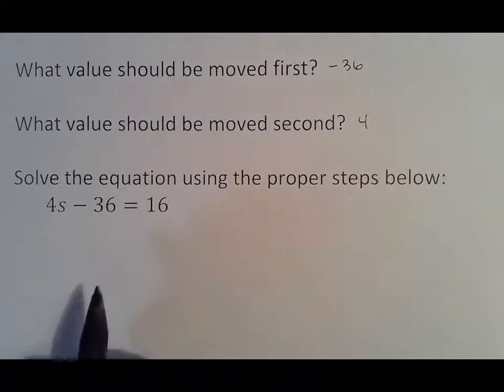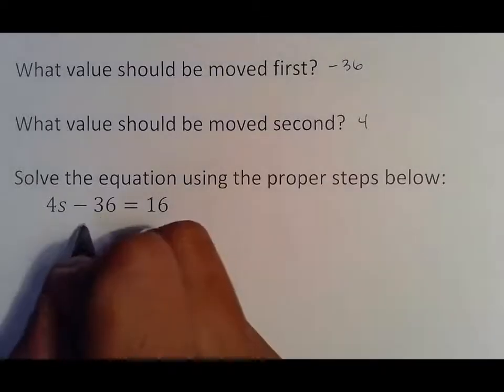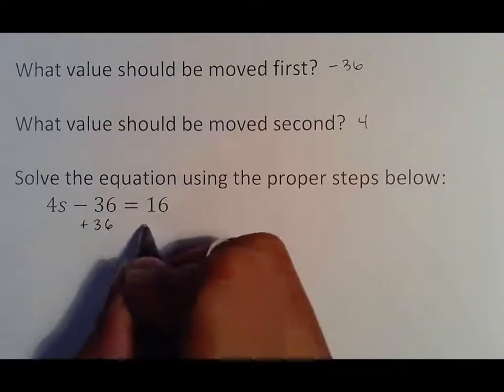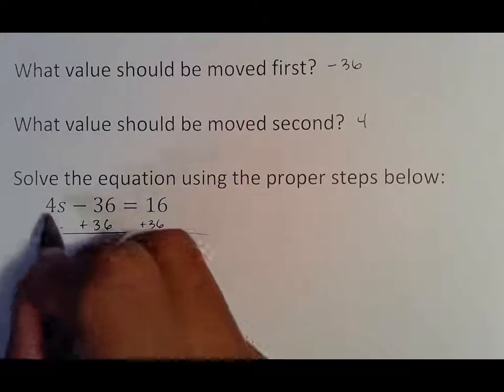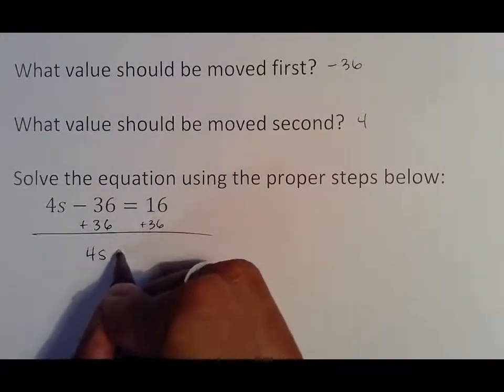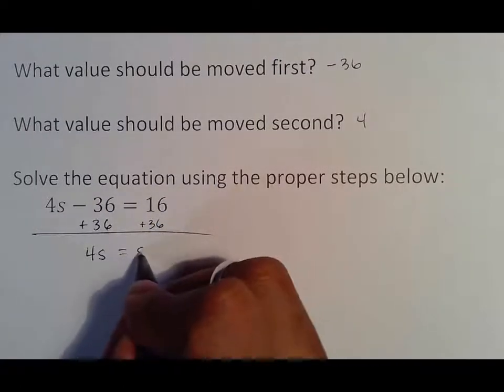When we go to solve this, the first thing we want to do is move this minus 36. Off of our instincts and our practice, we simply add 36 to both sides. That goes away. Make sure you bring down the whole 4s, because the whole thing comes down. Equals, what's that, 52?